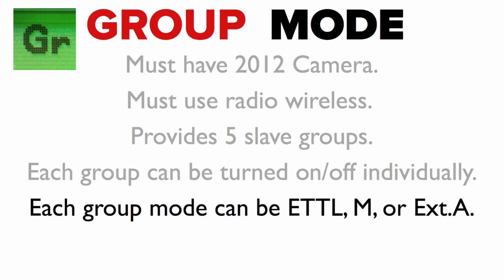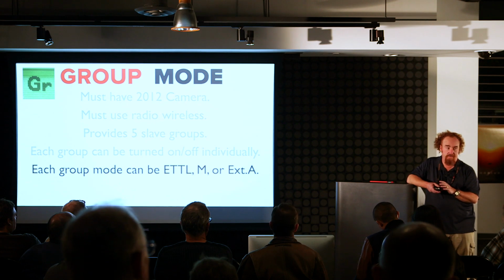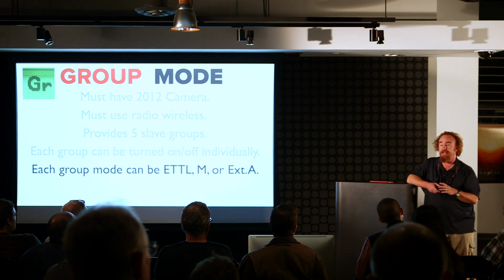Okay? We've got in group mode the ability to take each of those 5 groups and individually assign them to ETTL or to manual or to external auto. So while I'm not an expert at external auto in terms of how I might want to use that, wedding photographers tell me that they like the idea of external auto a lot. So we can have certain lights in external auto.